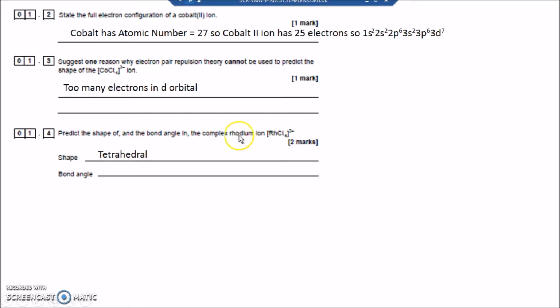Predict the shape and the bond angle in the complex RhCl4. So if we're forced into making a prediction, then Cl4 has got a coordination number of 4, and therefore you go with tetrahedral, bond angle 109.5.